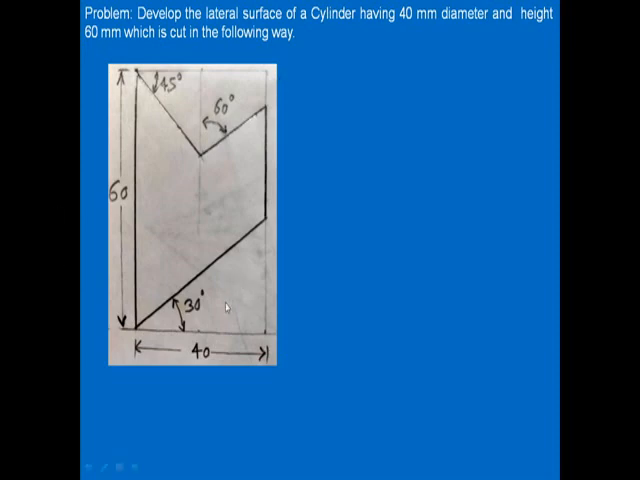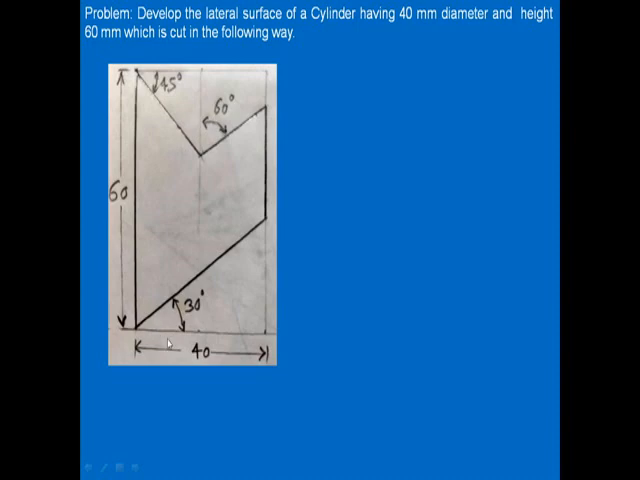Now if you look at the figure, you can make out that this is representing the front view of the cylinder. Now if you draw the front view of the cylinder, what you get is a rectangle whose size is equal to 40 mm, that is the base, and 60 mm, that is the height. So the front view of the cylinder will be 60 mm by 40 mm. So that is what is indicated here.